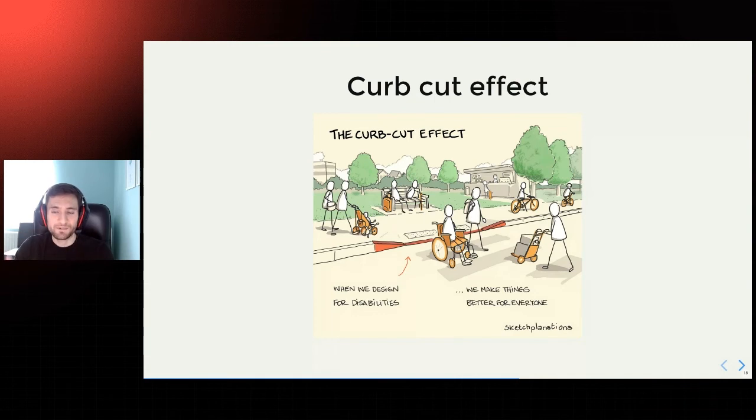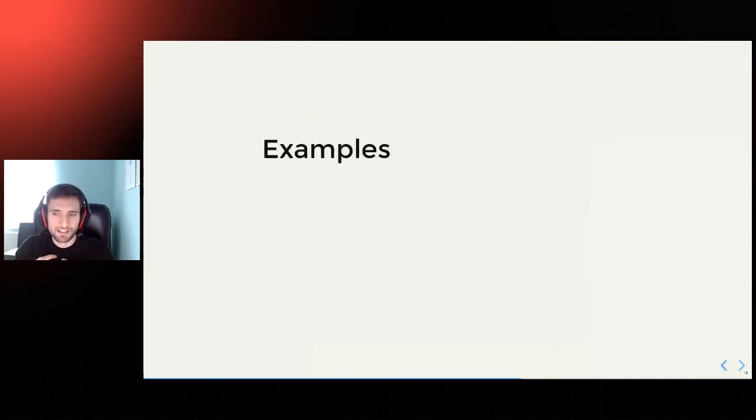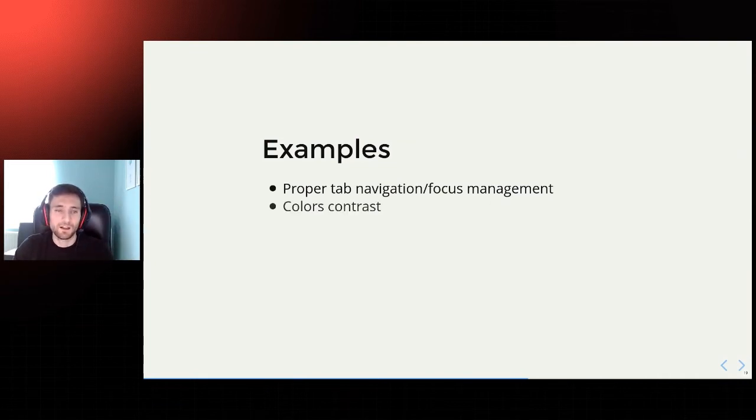And there are a lot of examples of that in the real world, but also on the web. Like some that I can relate to. For example, having proper tab navigation focus management for online forms. I can perfectly well use just my mouse to navigate through the form, but doing it with the keyboard, tabbing through elements, is just much faster, so it's more convenient to me.